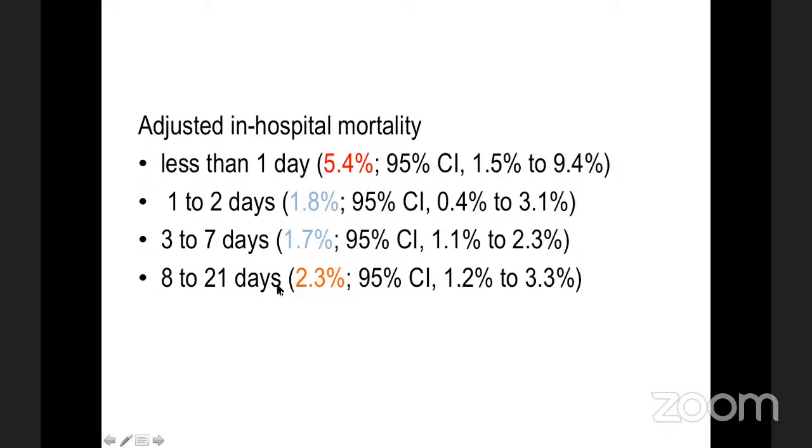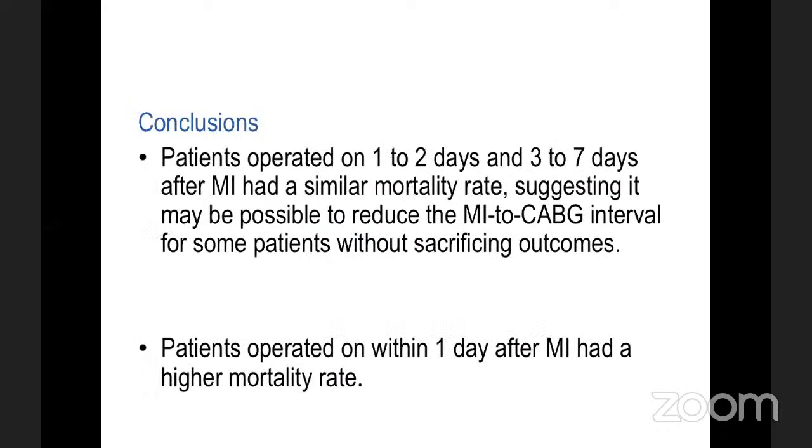And the mortality at more than 1 week is a little higher than group 2 and group 3, 2.3. And this is one of the limitations of the study, actually, because of the characteristics of the patients. I will come back to that in one slide about the characteristics of these patients. So they conclude that patients operated on day 1 or day 2 and day 3 to day 7 after MI have a similar mortality rate, and patients operated within 1 day after MI have a higher mortality rate.